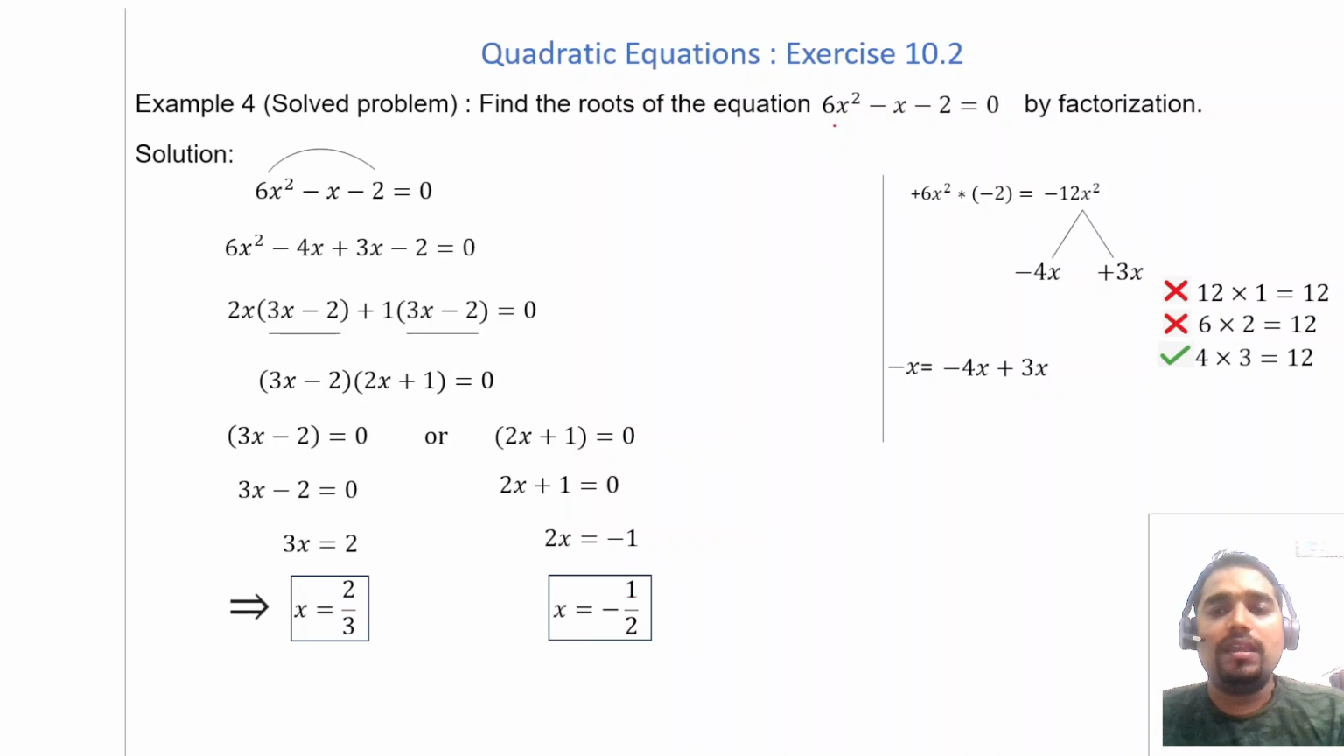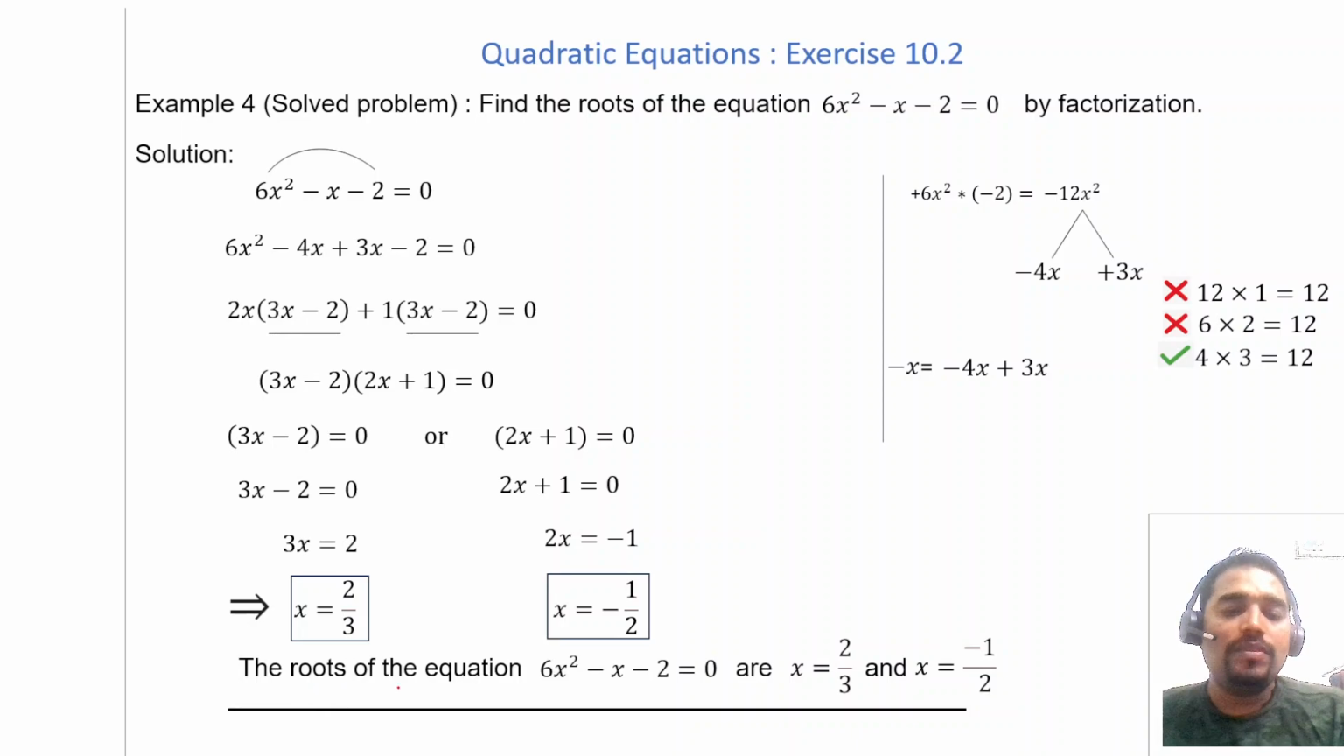Since it is a quadratic equation, 6x square minus x minus 2 equals 0, it can have a maximum of two different solutions. So those two solutions are plus 2 by 3 and minus half. This is the conclusion of the problem. Therefore, the roots of the given equation are x is equal to plus 2 by 3 and x is equal to minus half.